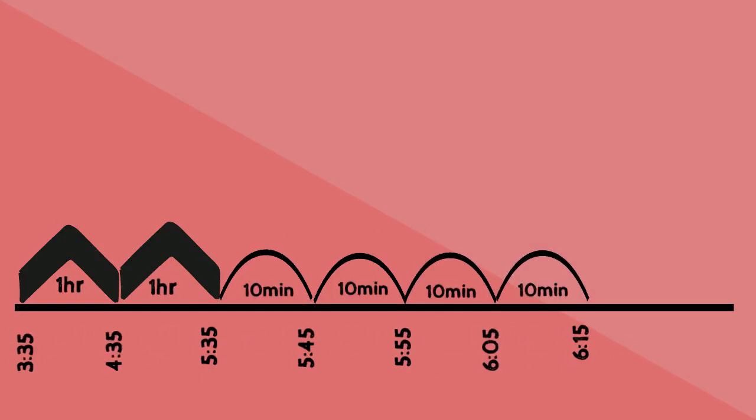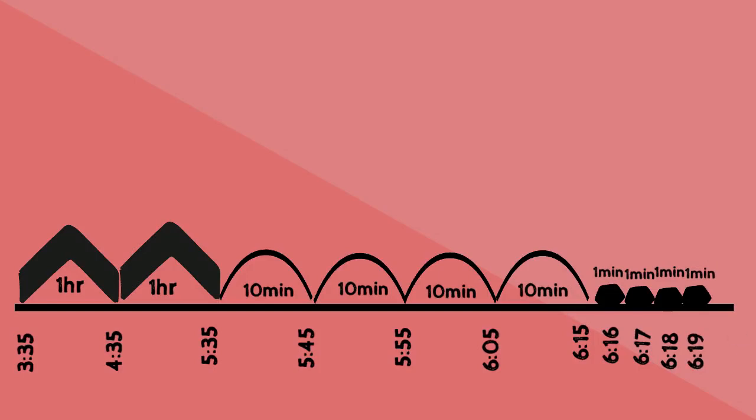Now that I'm very close to my target or end time, which is 6:20, I'm going to count by 1 minute. 1 minute past 6:15 is 6:16. 1 more minute past is 6:17. 1 more minute past is 6:18. 1 more minute past is 6:19, and 1 more minute past is 6:20.